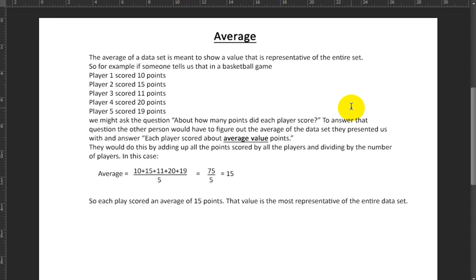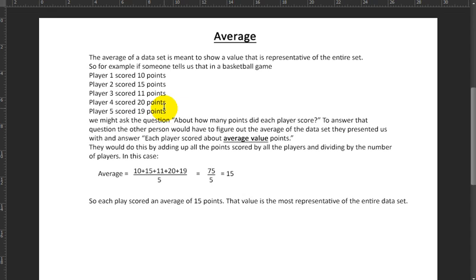Well, what that basically means is giving you a number that gives you a general idea of how much each of the numbers of the set are. Let me explain. Let's say that someone tells you that in a basketball game, player 1 scored 10 points, player 2 scored 15 points, player 3 scored 11 points, player 4 20, player 5 19. And we ask the question about how many points did each player score? Because maybe there are a lot more players, and maybe the numbers are more complicated, and I don't want to look at each one of these one by one. I just want a general idea of how many points did each player score, right?